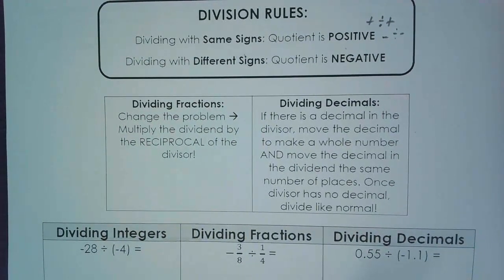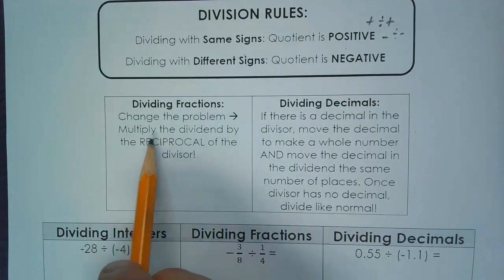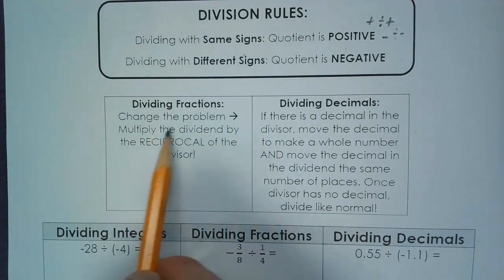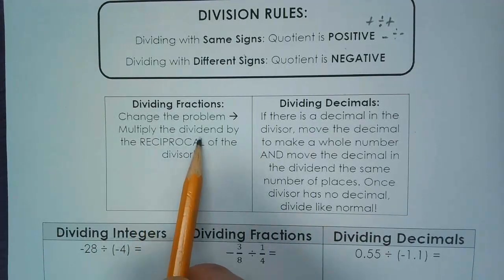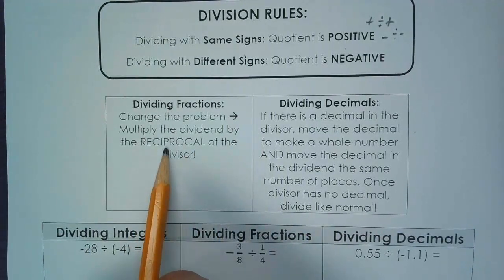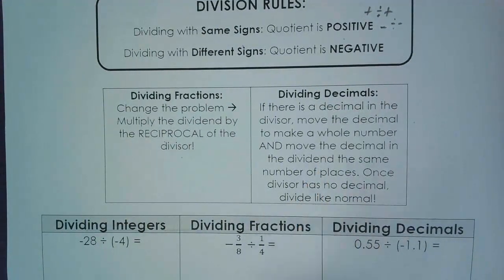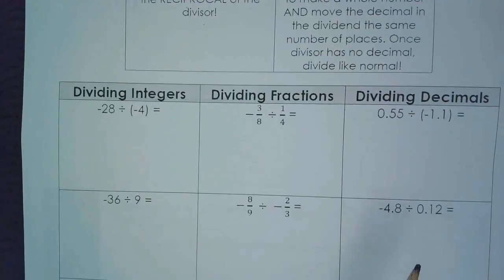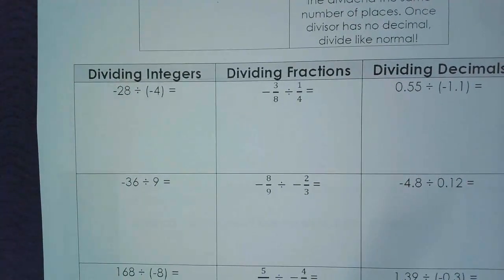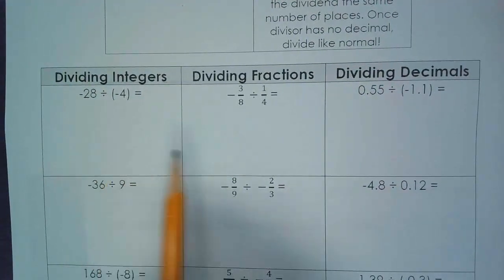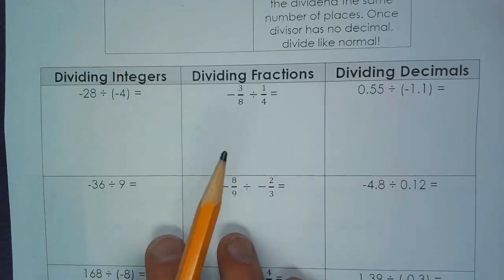So we're going to read the division of fractions steps. Change the problem to multiplying the dividend by the reciprocal of the divisor. We're not going to read the dividing decimals because we're going to use the decimal calculator. So let's go over a couple of these. These are divided up into dividing integers, dividing fractions, dividing decimals.